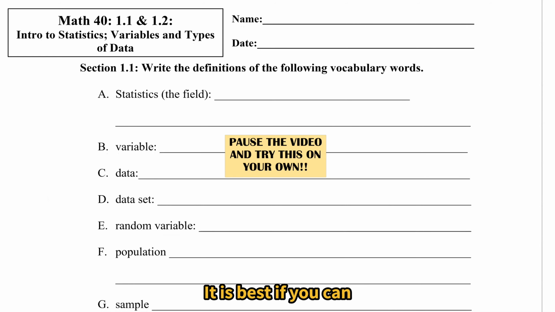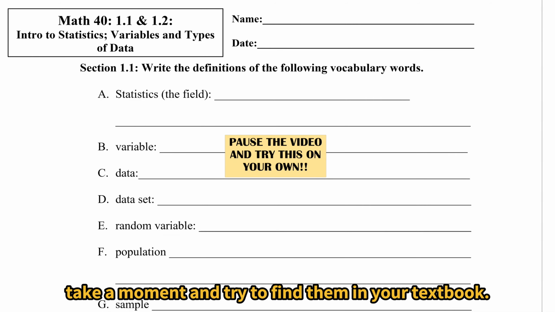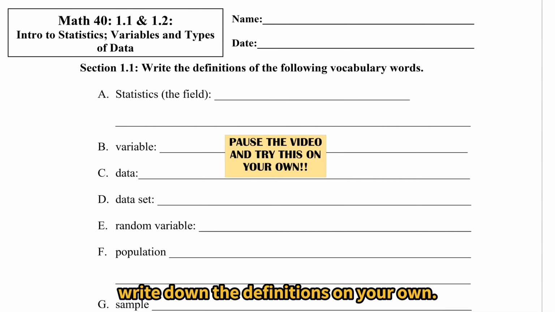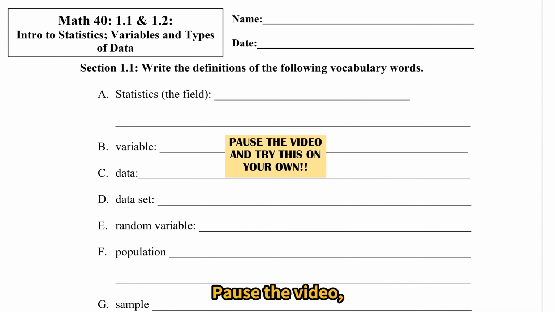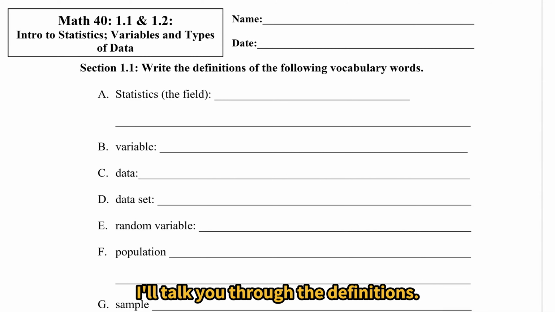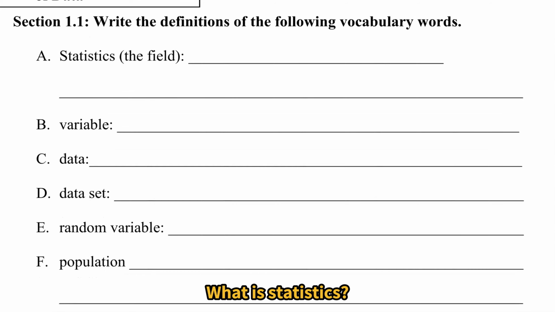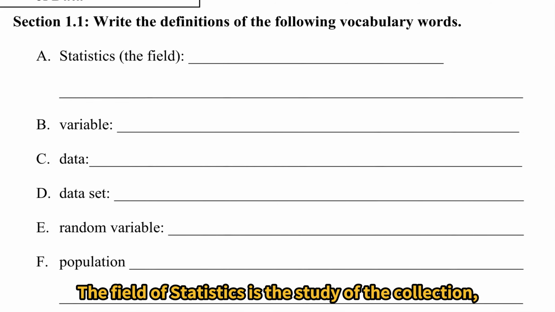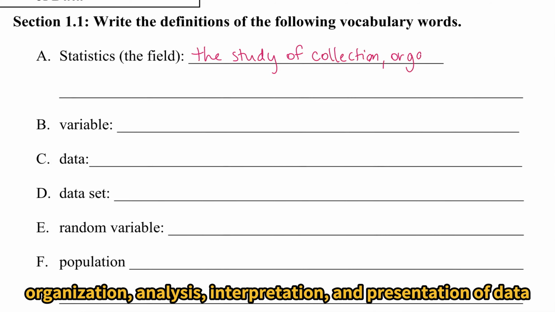It is best if you can take a moment and try to find them in your textbook. See if you can write down the definitions on your own. Pause the video, and when you come back, I'll talk you through the definitions. So let's start out at the very beginning. What is statistics? The field of statistics is the study of the collection, organization, analysis, interpretation, and presentation of data.